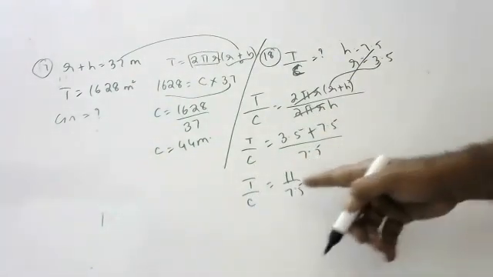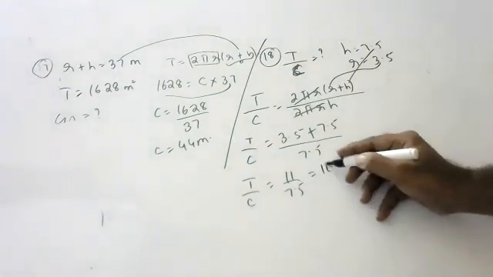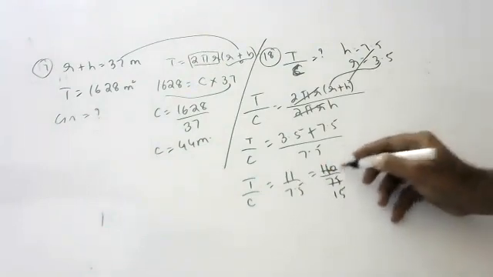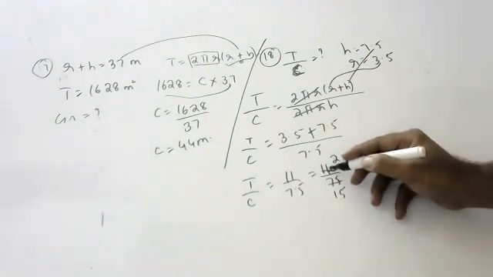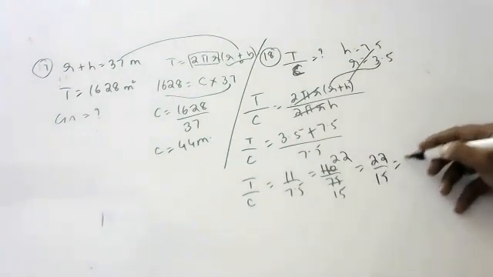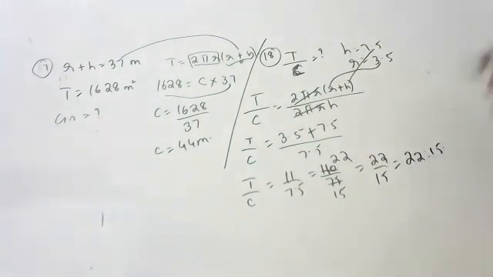Okay. If you remove this point, 110 by 75. 5 ones are 5, 5 twos are 10. How much are 22 by 15? That is 22 is to 15. Answer, the ratio. Next, Sujit.